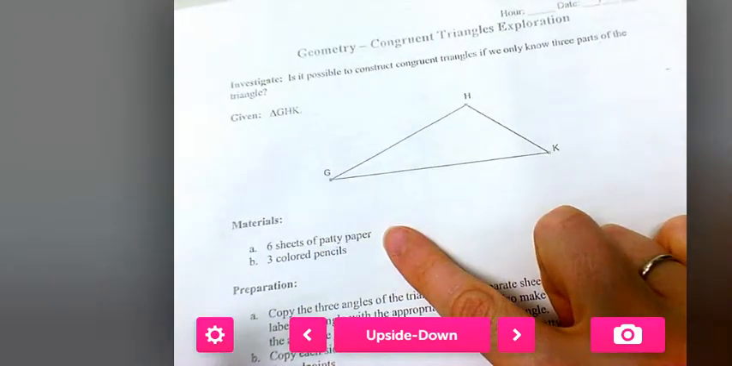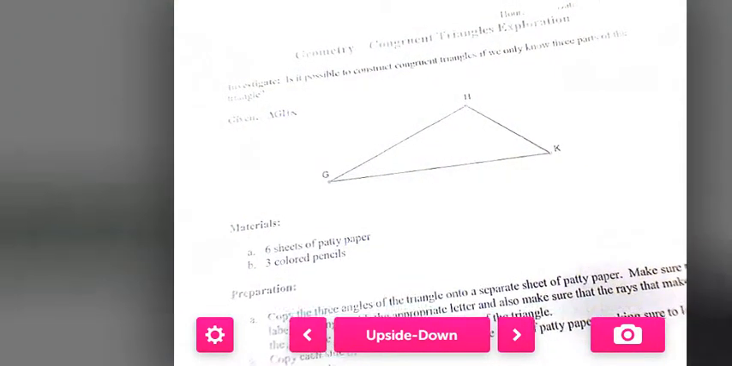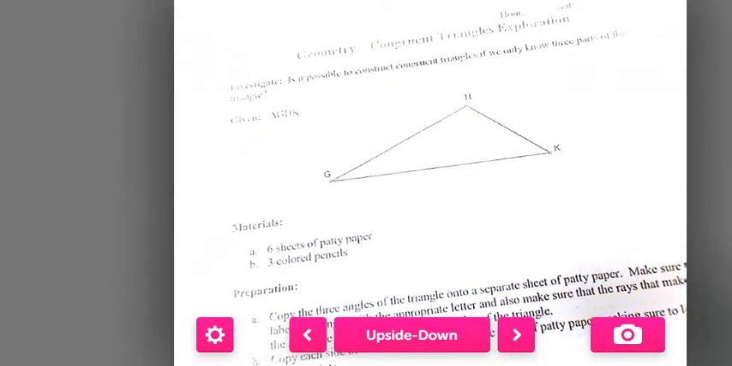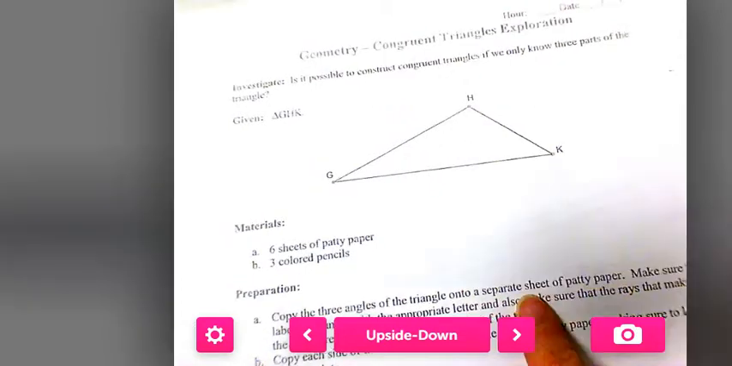Do you guys have 6 pieces of patty paper? You should have 6. If you don't, you can get more in just a second. Shh. And you should have 3 different colored pencils, okay?